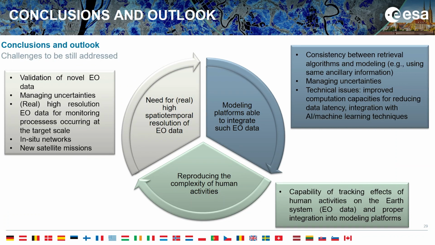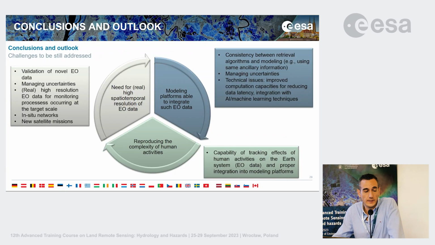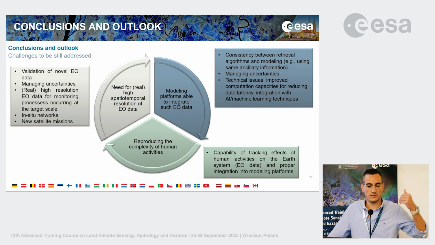So, final remark, and I will finish now. The building of this kind of tool, so of a digital twin for the water cycle, is feasible. There are challenges still to be addressed, mainly linked to 3 components. The first is the need for real high spatiotemporal resolution Earth observation data, with several issues linked, such as the uncertainties, the need for in situ networks for validation, and also the perspective and opportunities of the new satellite missions, and so on.